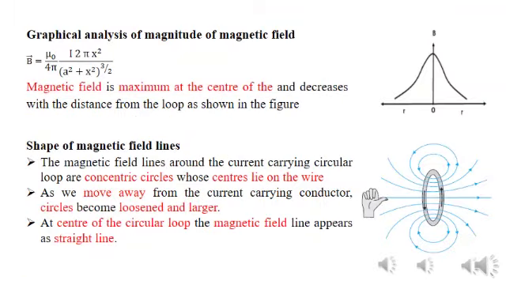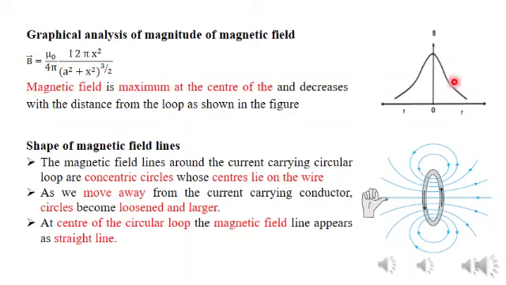Graphical analysis of magnetic field due to a current carrying loop. Since magnetic field is inversely related to the distance, magnetic field is maximum at the center of the loop and decreases with the distance from the loop as shown in the figure.